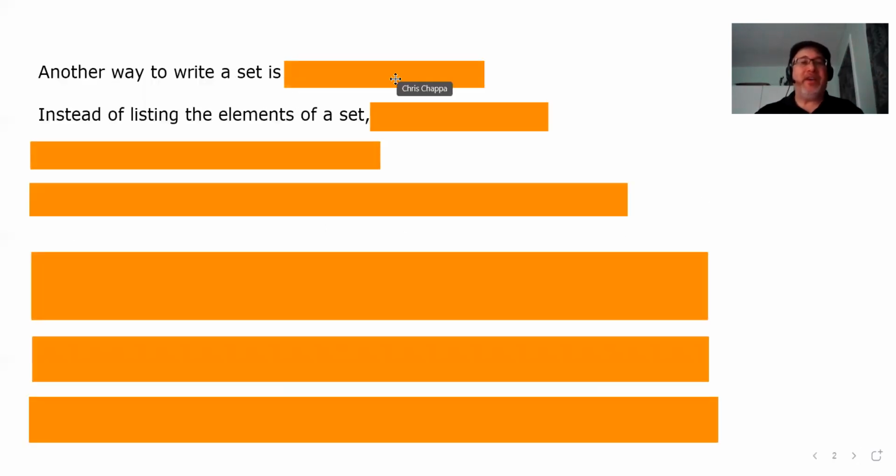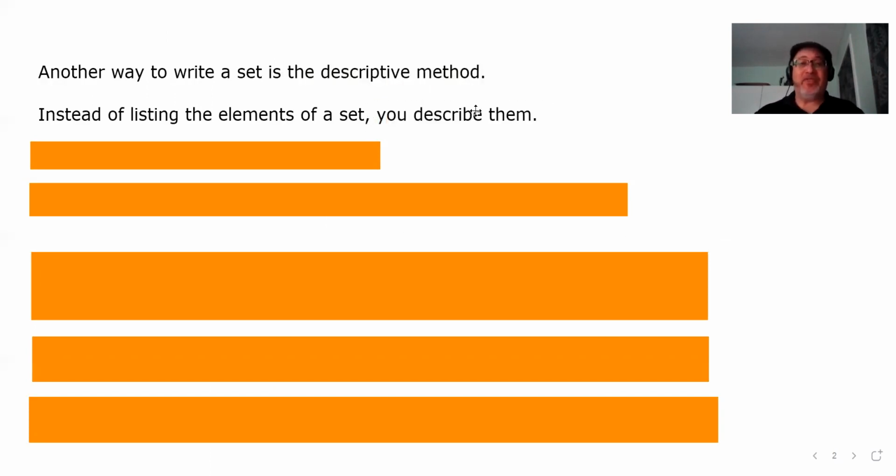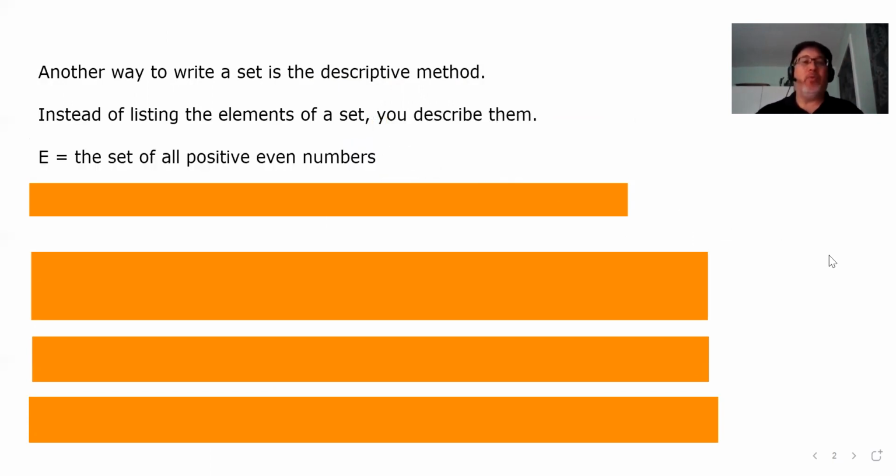Another way to write a set is in the descriptive method. Instead of listing the elements of a set, you describe them. For example, we could say set E is the set of all positive even numbers. Now, I'm assuming you know what even numbers are, 2, 4, 6, 8, etc. Specifically, a number is even if when you divide it by 2, its remainder is 0.